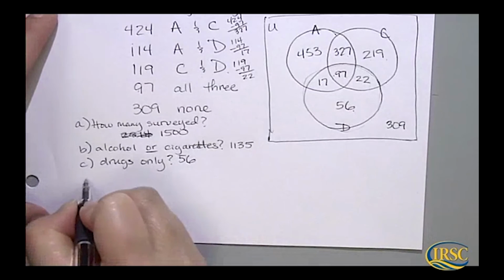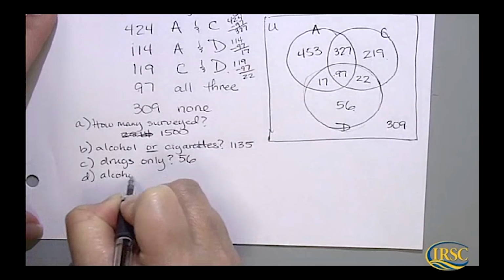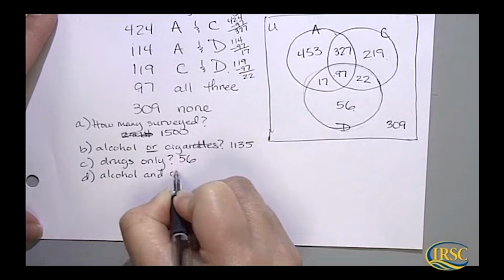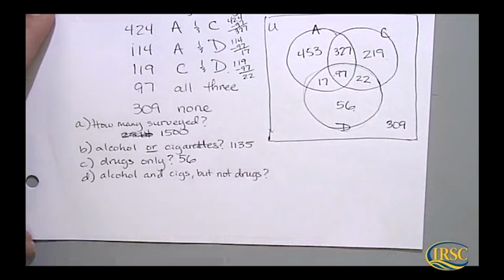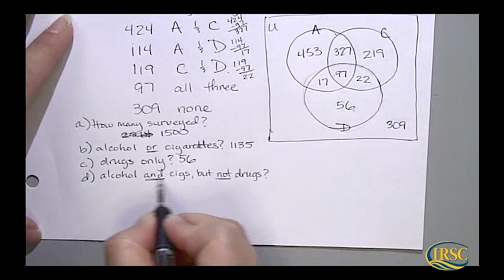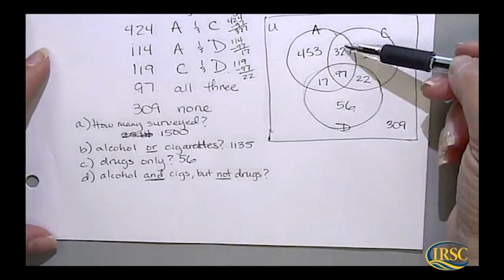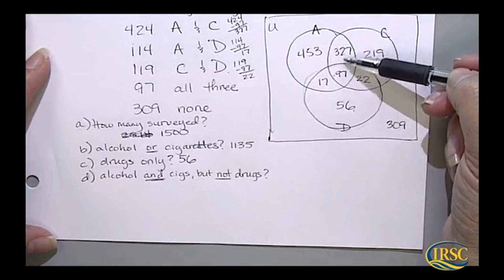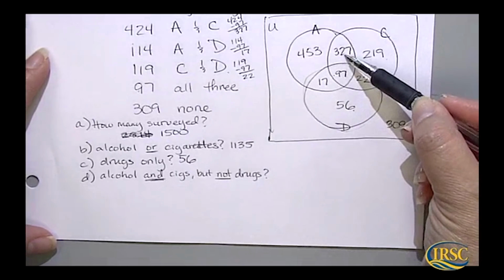Okay, D. How many drank alcohol regularly and smoked cigarettes but not use illegal drugs? So alcohol and cigarettes but not drugs. Okay, key words. Not, and. So and means what? Intersection. So the intersection of alcohol and cigarettes would be these two regions, but it said not drugs, so we don't want anything that's inside the circle for drugs. So that leads us to 327.